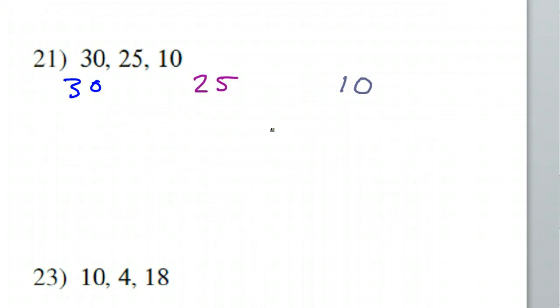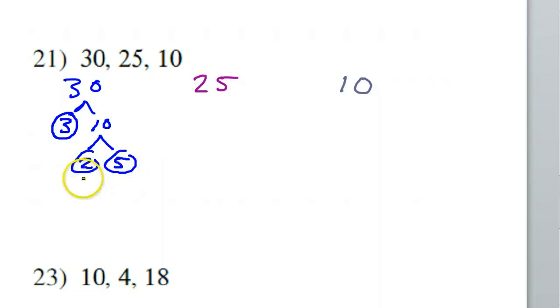Okay, let's do the prime factorization for each of these. So 30 is 3 times 10. That's prime. And then 10 is 2 times 5. So the prime factorization, and you should write them in order from least to greatest, is 2 times 3 times 5.